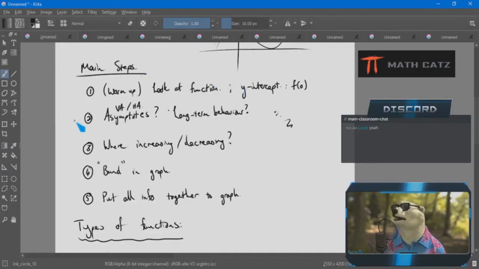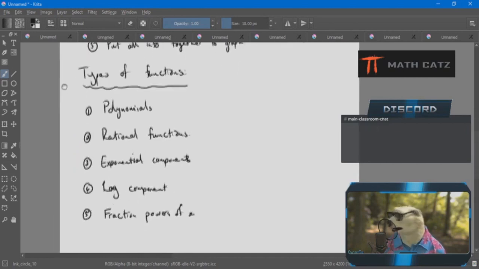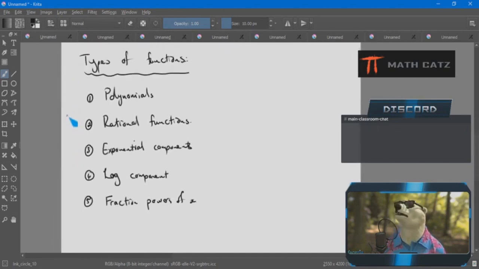The second step is really the first big one, where I'm asking, are there any asymptotes? What's the long-term behavior? Trying to get more information about the graphs in these extreme situations. And then we have some other steps that we have to get to when we get to it. We are also going to mainly focus on 5 types of functions in increasing difficulty for the most part. We'll start with polynomials and work through them.